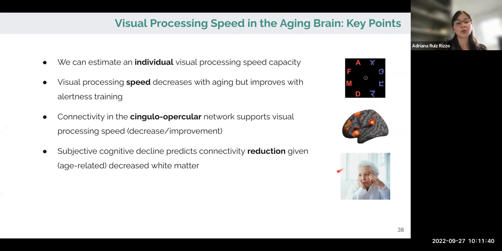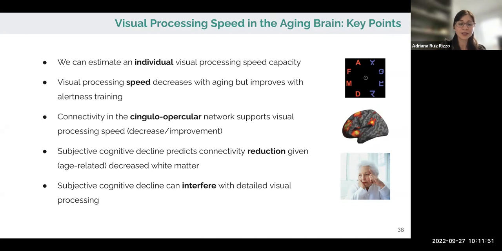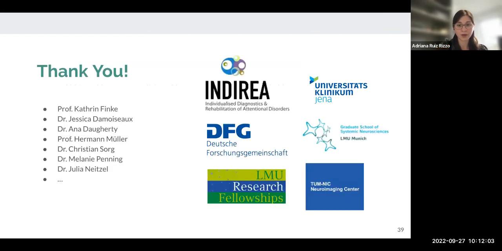I've also shown you that subjective cognitive decline predicts connectivity reduction, given a probably age-related decreased white matter. And finally, that subjective cognitive decline can interfere with the detailed visual processing, reducing the benefits of perceptual detail in scenes. And with this, I'd like to end my presentation.